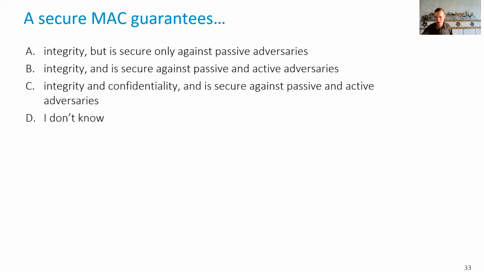Little quiz to check your understanding. What do you think about the secure MAC?